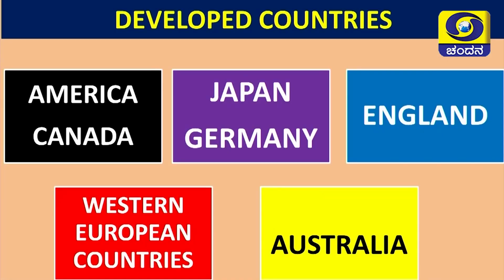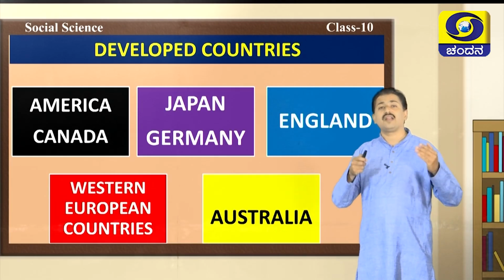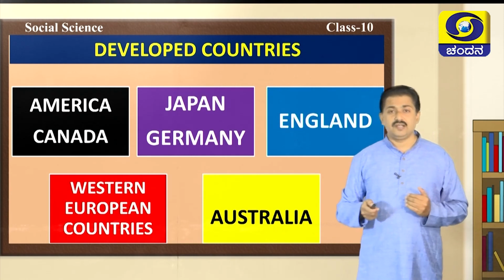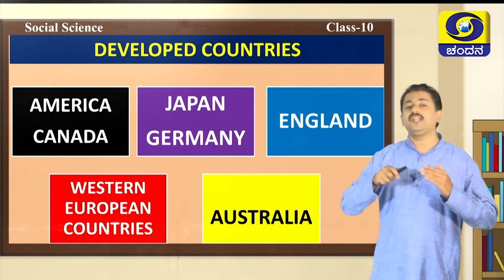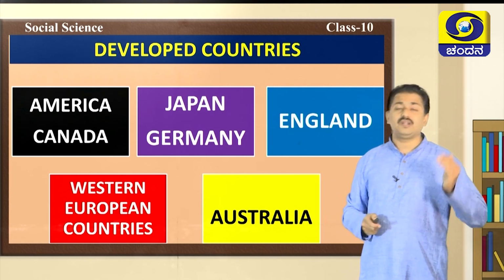The developed countries are America, Canada, Japan, Germany, England, Western European nations and Australia. These nations are economically developed. Their per capita income, national income, the country's overall GDP is in good condition.